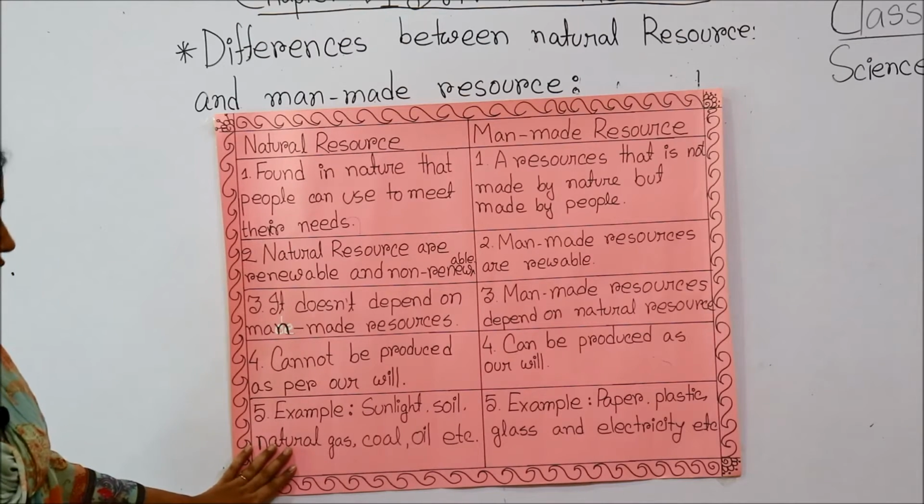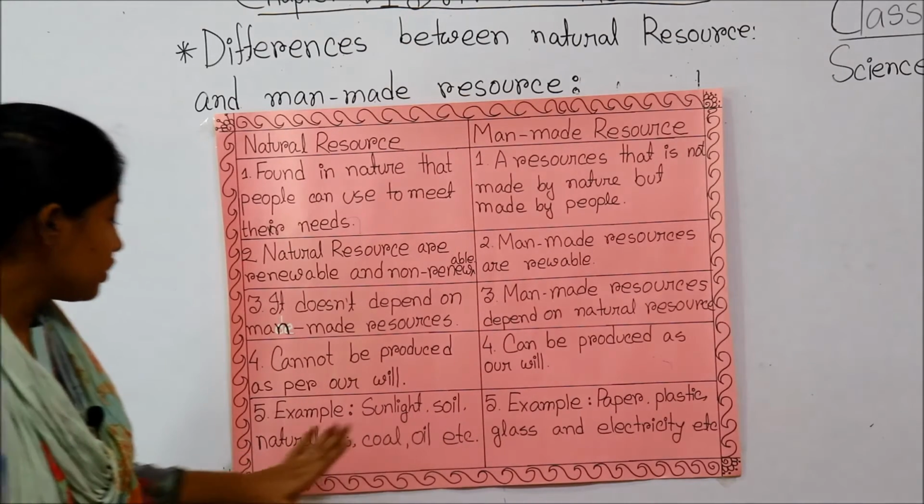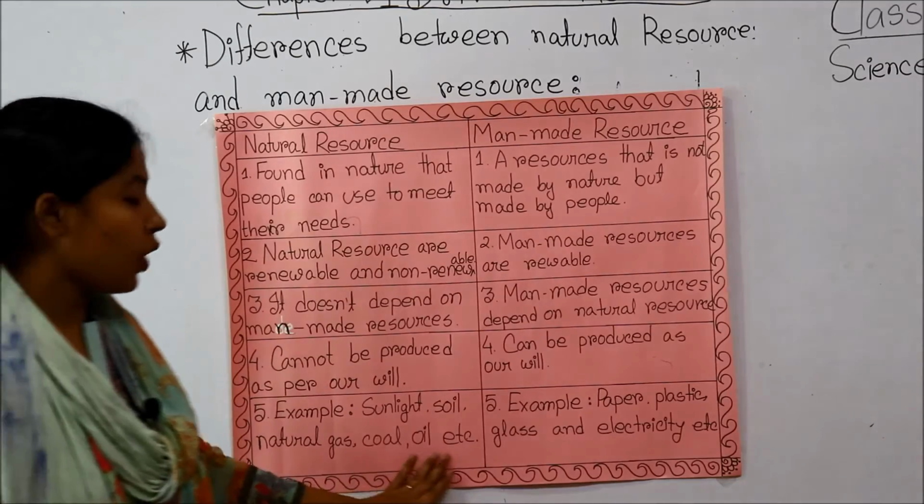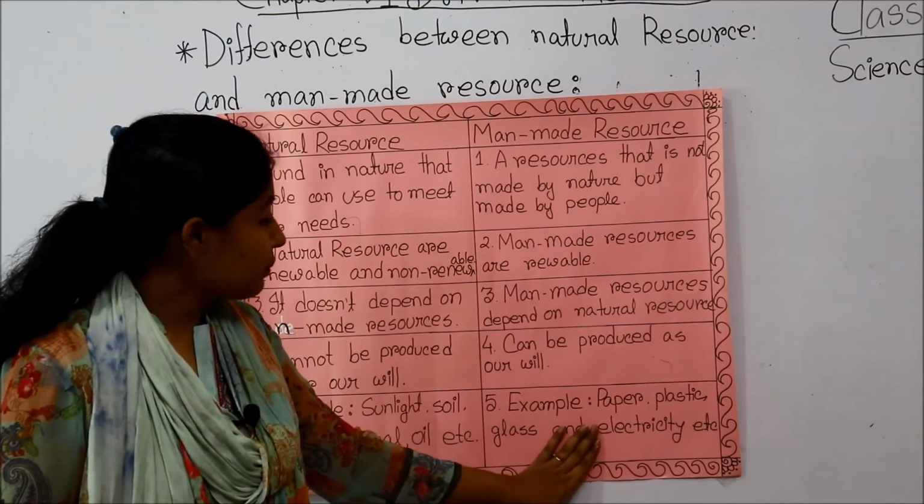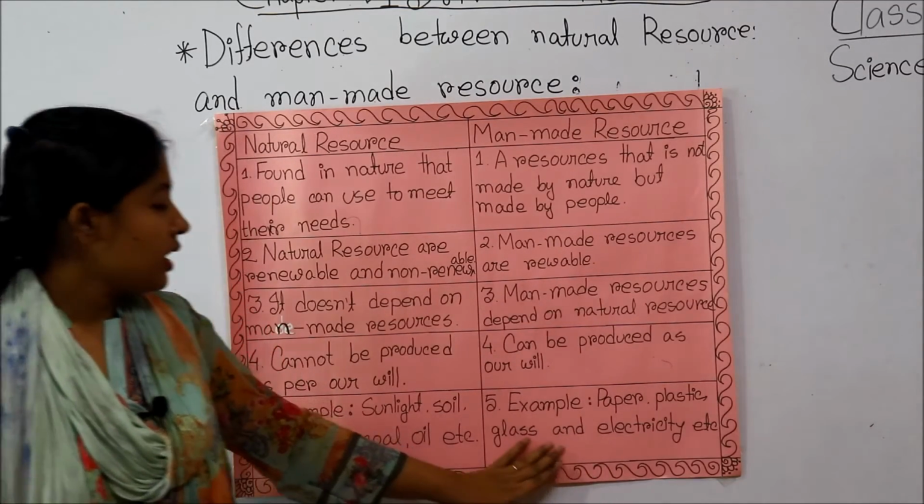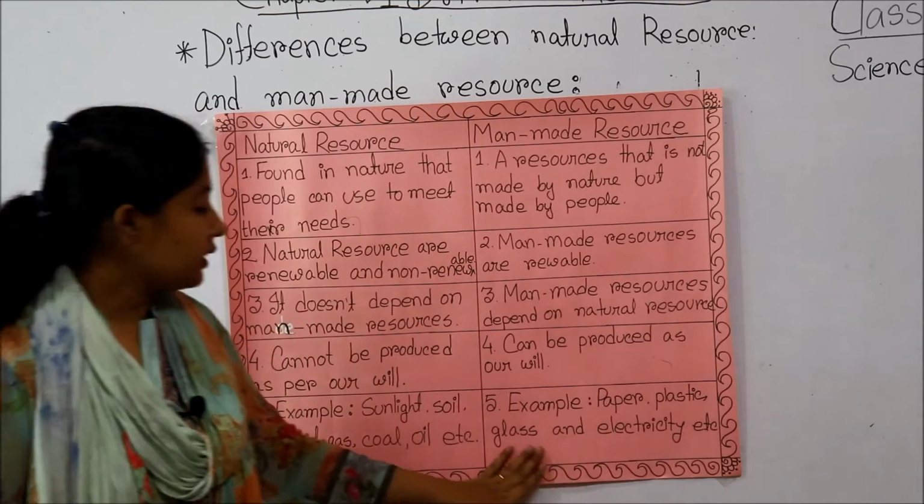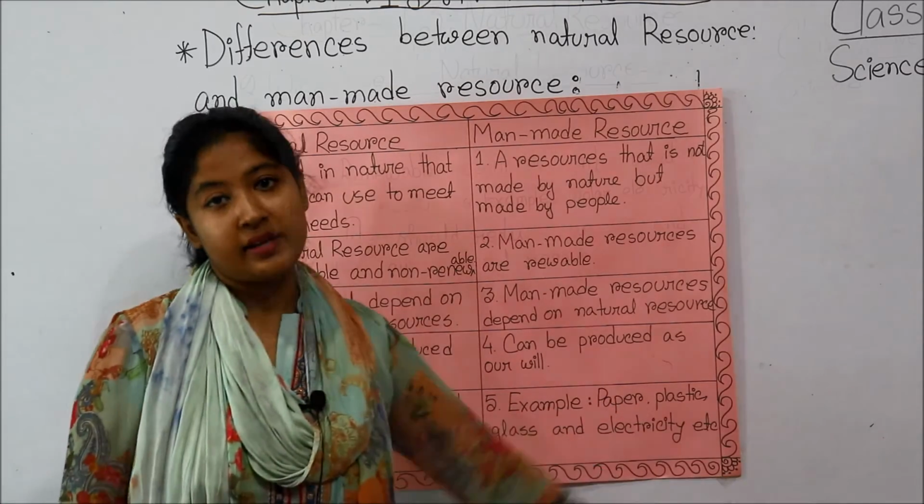Some examples of natural resources are sunlight, soil, natural gas, coal, oil, etc. And the examples of man-made resources are paper, plastic, glass, electricity, etc.